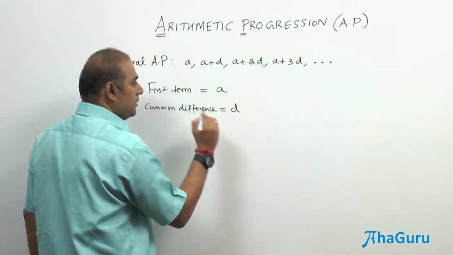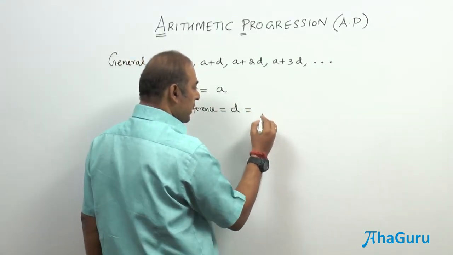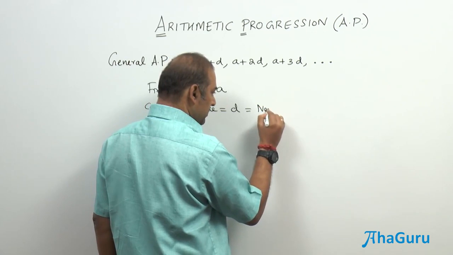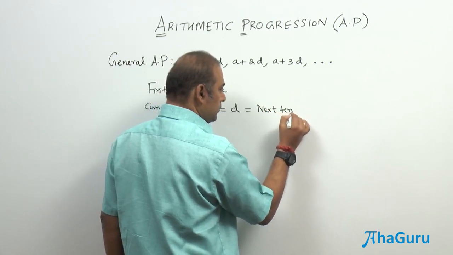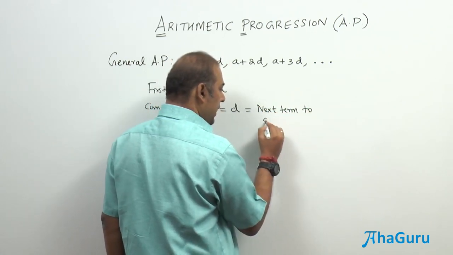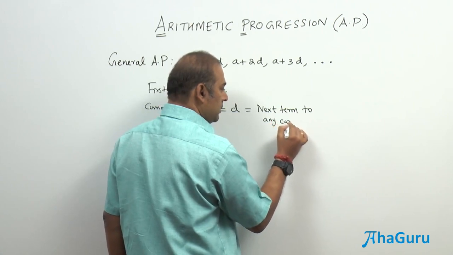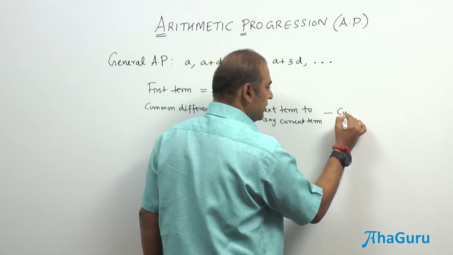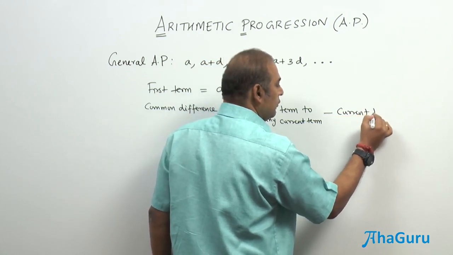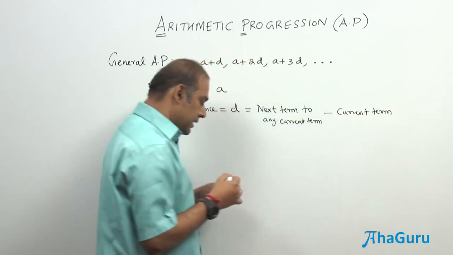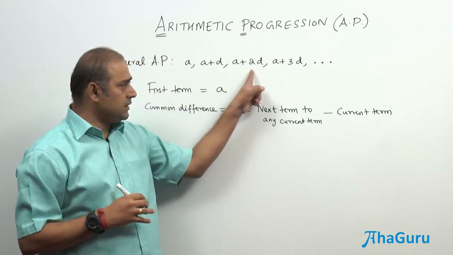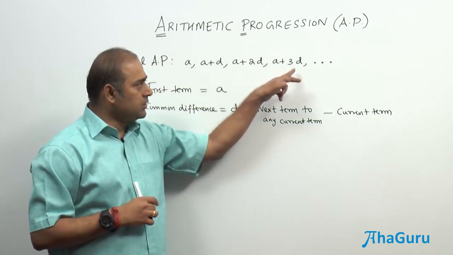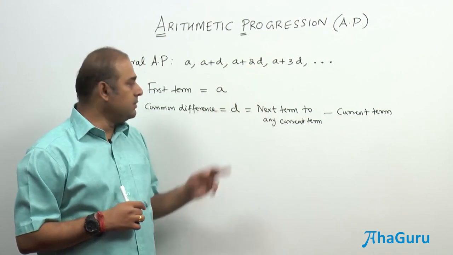In fact, we can say the common difference is nothing but the next term minus the current term, for any term. Therefore, if you take the third term as the current term, the next term is the fourth term. So the fourth term minus the third term is going to be D.